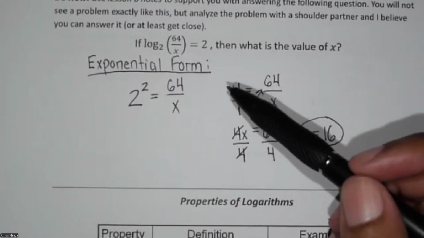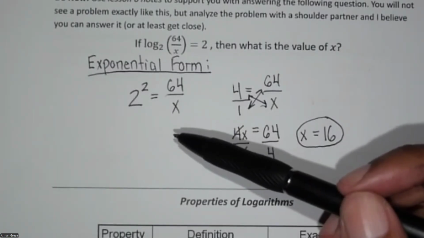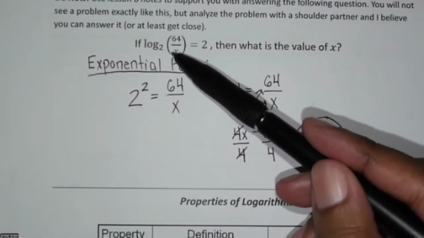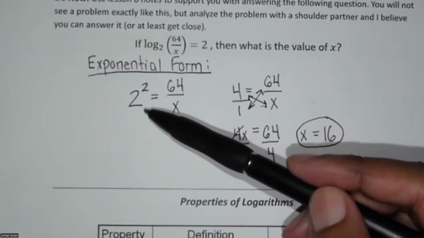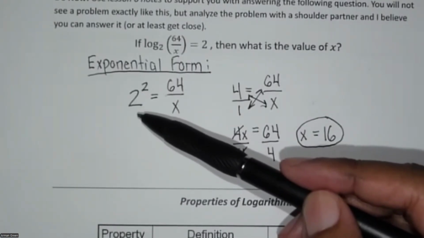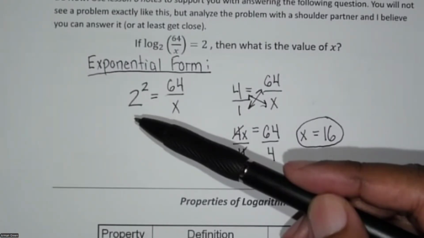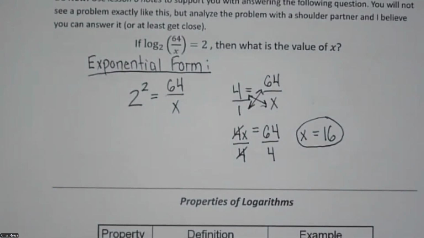So yes, we did do a little bit of algebra for this problem, but the key thing to get this problem started is that we need to make sure we take this logarithm and write it out in exponential form. That's going to be a crucial first step for us, especially later on in this unit when solving logarithms and logarithmic equations. And this is going to be our best friend.